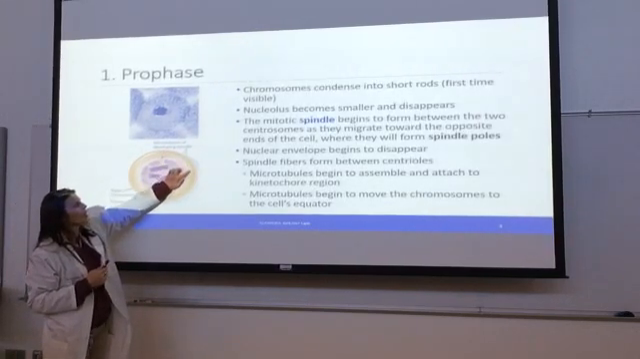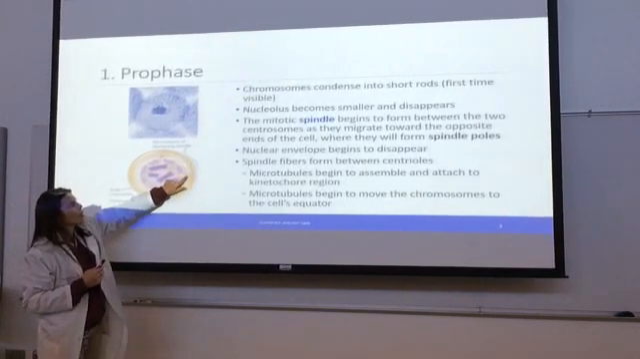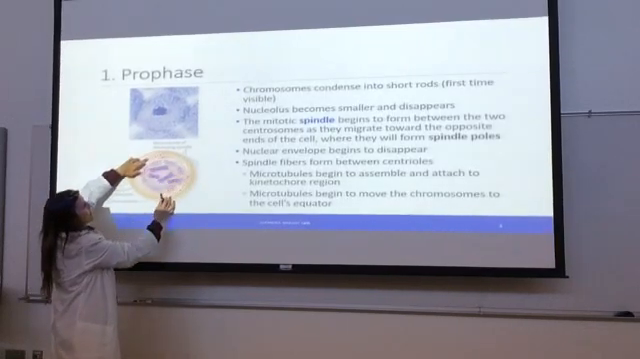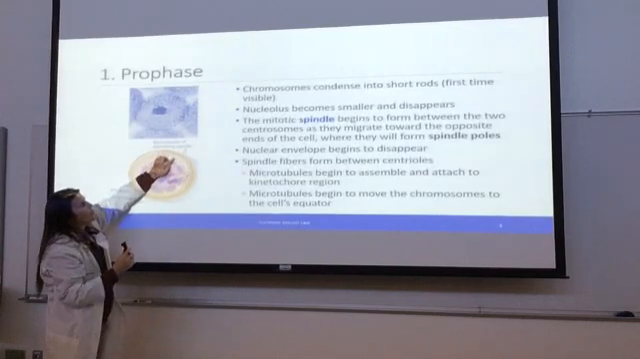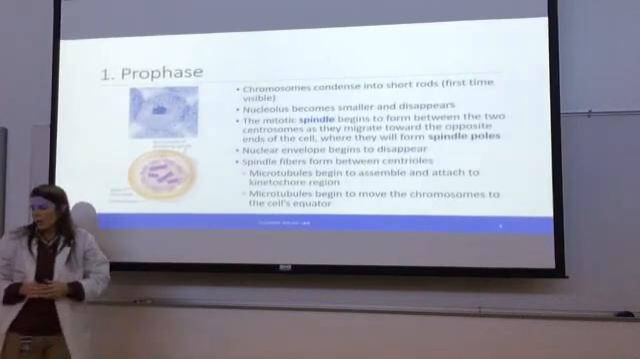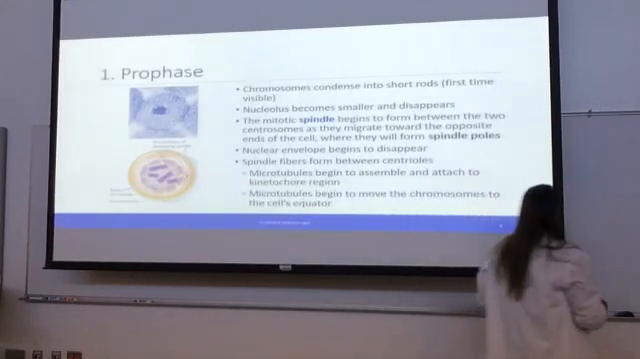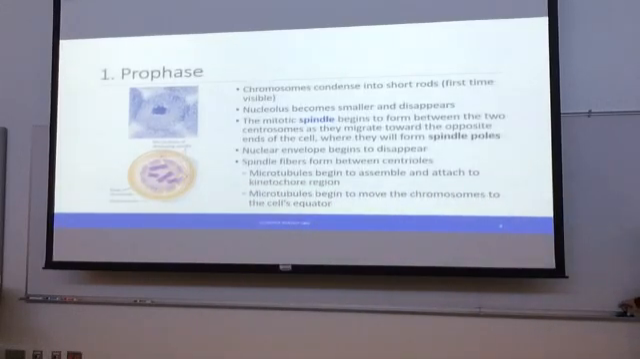So we call these spindle fibers. Our centrioles are separating, making their way to opposite ends of the cell, and they're starting to spin out their spindle fibers. I'll talk about the importance of those on the next slide.